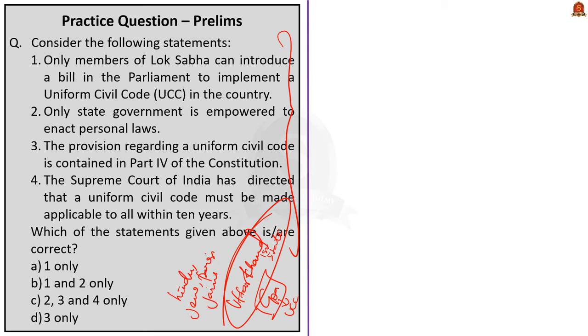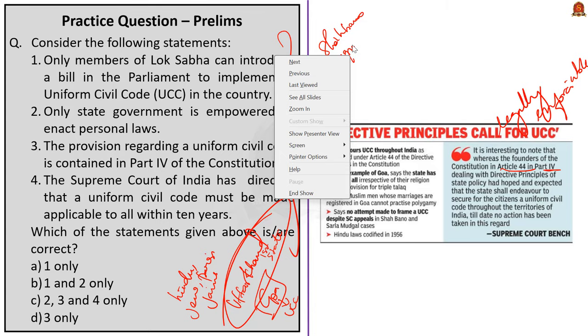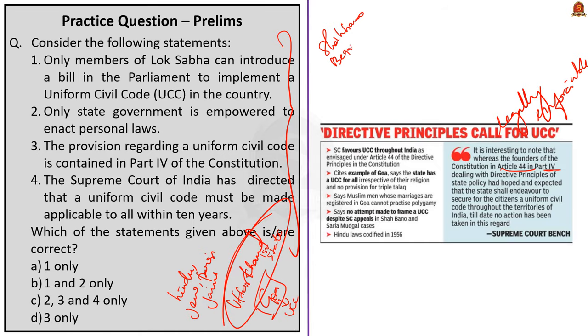Also, remember the UCC is mentioned in Article 44 of the Indian Constitution, which is part of the DPSP. So, it cannot be legally enforceable. But in some cases, the Supreme Court has mentioned the UCC. Let us go through them one by one. Firstly, in Shah Bano Begum versus Mohammed Ahmed Khan, this case was held in 1985. The Supreme Court upheld the right of a Muslim woman to claim maintenance from her husband under section 125 of the Criminal Procedure Code even after the expiry of the Iddat period.